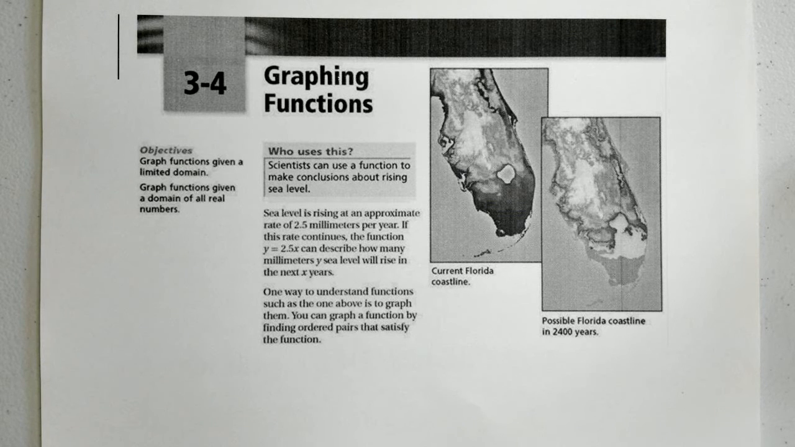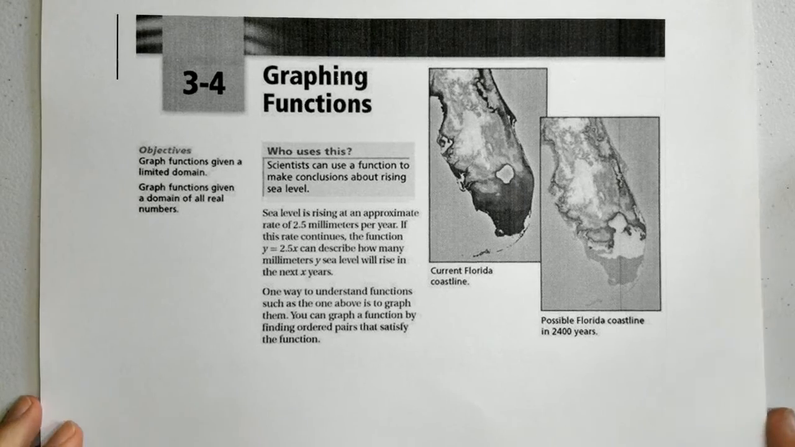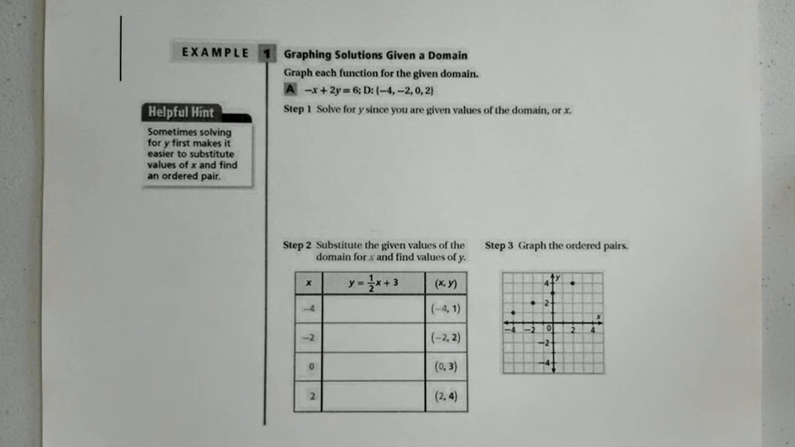And you can graph a function by finding ordered pairs that satisfy the function. So we'll make tables to help identify ordered pairs that are in the function and then plot them on a graph. So we're going to go ahead and start by looking at example 1.